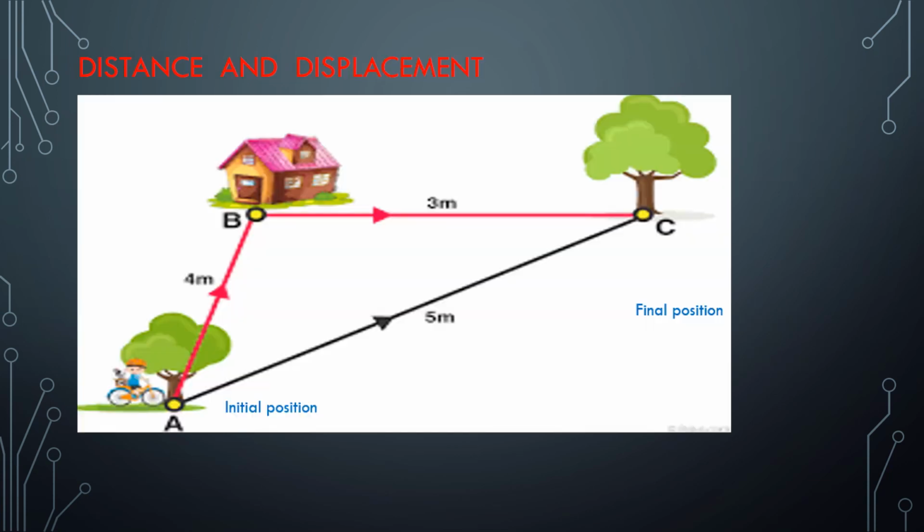Distance and displacement are the terms commonly used to describe the position of a moving body from its reference point. Apparently, they appear to have the same meaning, but in terms of physics, they are entirely different terms. Imagine a boy is at position A and he moves to position C through B. The distance covered by the boy is equal to AB plus BC. That means 4 plus 3 equal to 7 meters. But if we look for the displacement of the boy, it is the shortest length from A to C. So it is equal to 5 meters.